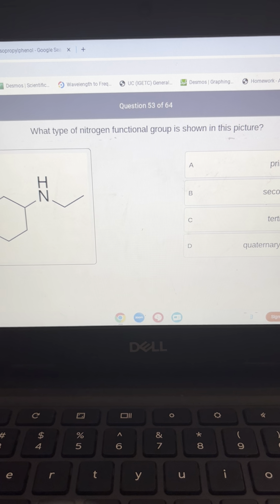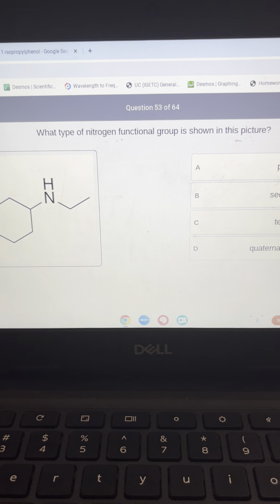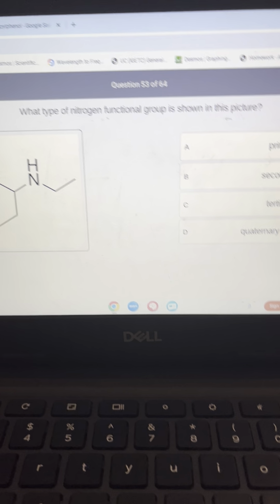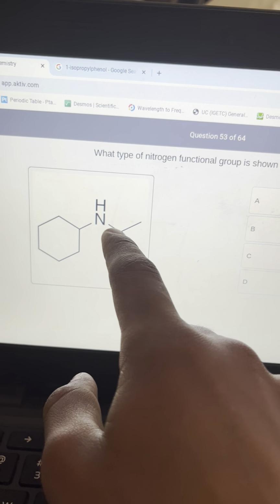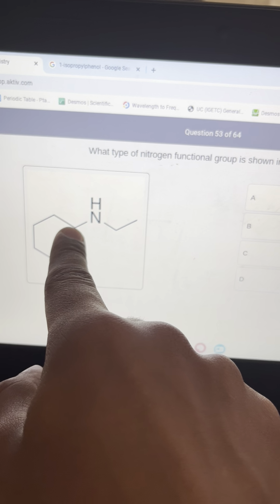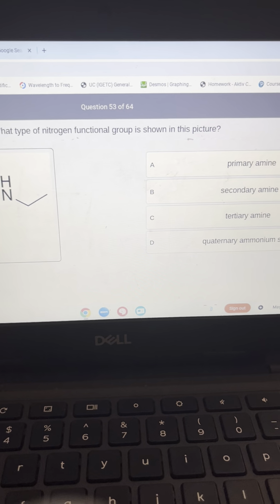Okay, what type of nitrogen functional group is shown in this picture? Yet again, we're working with an amine, the N and the H. How many carbons is it connected to? It's connected to one carbon, two carbons. So this tells us that it's a secondary amine, just like that.